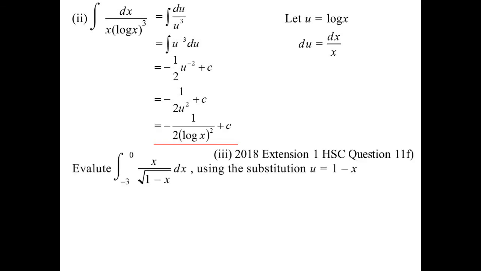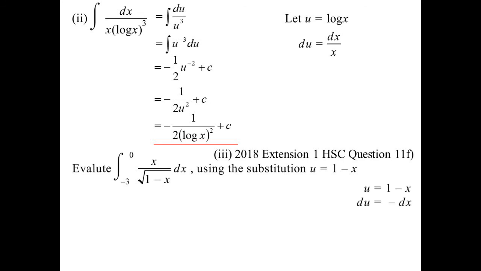Okay, this one came from a couple of years ago. Well, 3 years ago now, isn't it? 2018 paper. They told us to use the substitution u = 1 minus x, which I suppose, had they not given that to me, might not immediately be obvious. That's the one that I would use on this one.